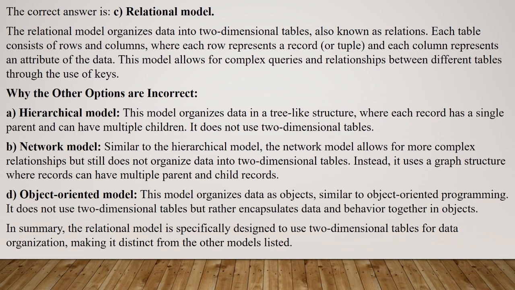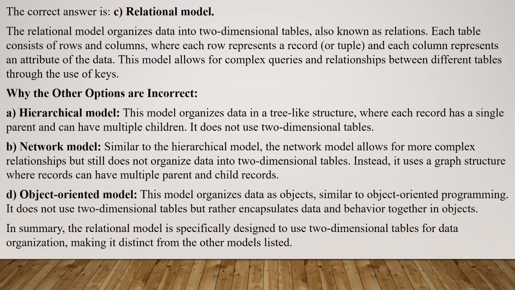Why are the others incorrect? A, hierarchical model. This model organizes data into a tree structure, not two-dimensional tables, where each record has a single parent and can have multiple children. It does not use two-dimensional tables. B, a network model is similar to the hierarchical model. It allows for more complex relationships, but still does not organize data into two-dimensional tables. Instead, it uses graph structures.